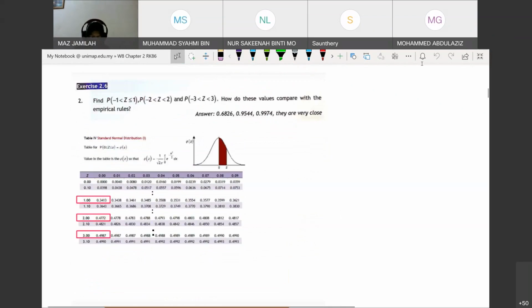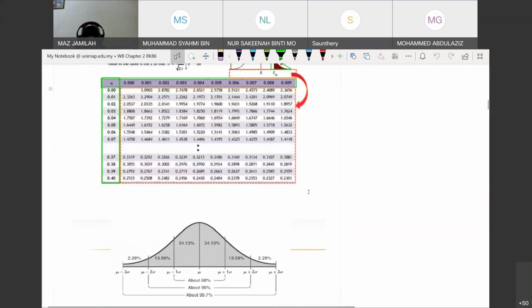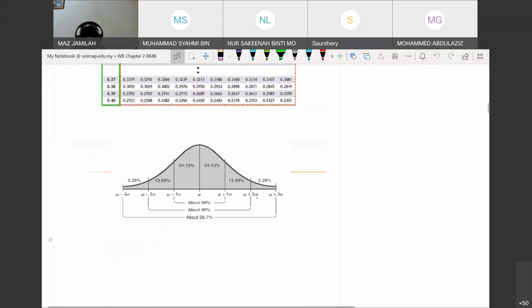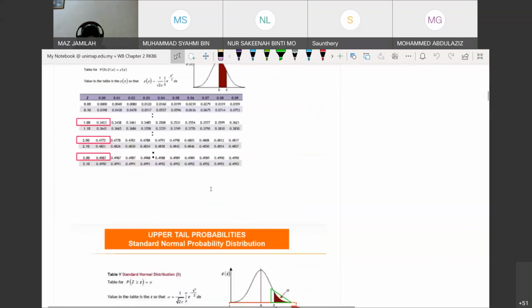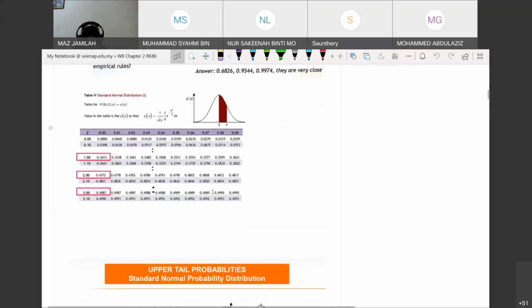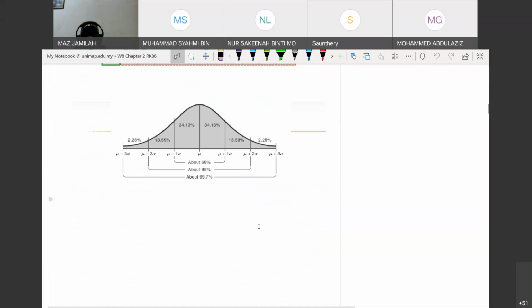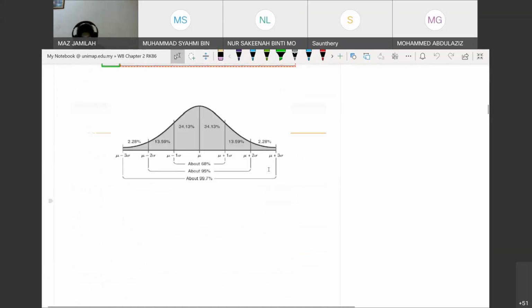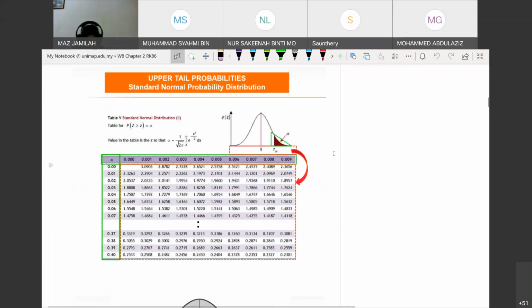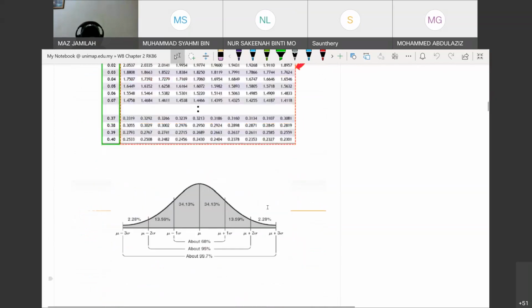Now, find the probability of z between -1 and 1, -2 and 2, -3 and 3. How do these values compare with the empirical rule? If you look at the empirical rule, I'm really sorry, the empirical rule should follow after this question actually, but somehow I mistakenly put it after the upper tail probabilities. What does the empirical rule tell you?